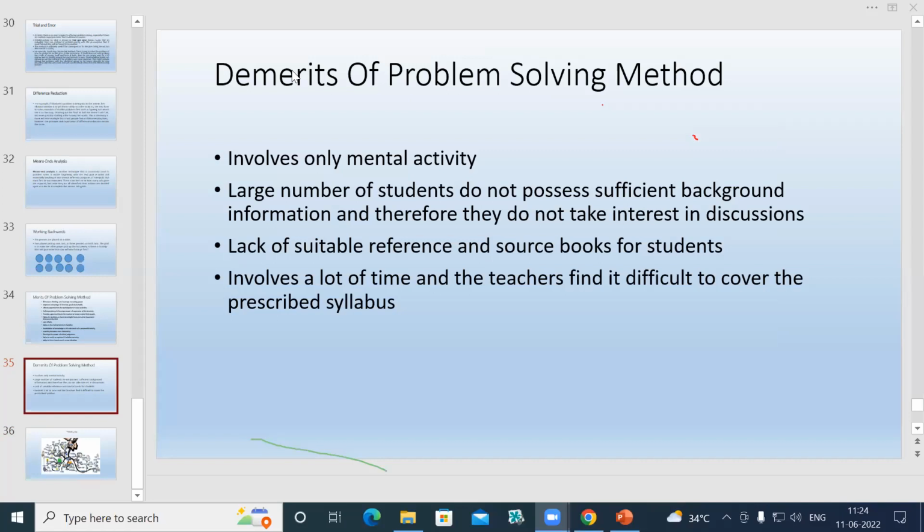But one thing we should keep in mind: it is always scientific, and it involves the inductive and deductive, the scientific way. The important thing is to develop critical thinking or reasoning among the students, and development of scientific attitude among the learners, which is an essential characteristic for problem solving. So this is about problem solving.